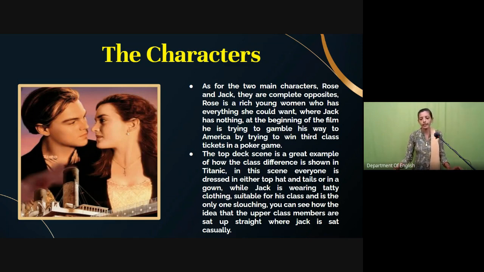The top deck scene is a great example of how class difference is shown in Titanic. In these scenes, everyone is dressed in either top hat and tails or in a gown, while Jack is wearing tatty clothes suitable for his class, and he is the only one slouching. You can see the idea that the upper class members stand up straight, whereas Jack is casual.